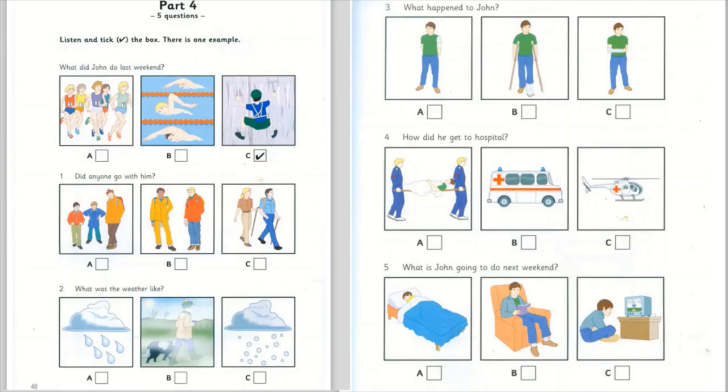1. Did anyone go with him? Who did you go with? I went with two other people. Your older brothers? No, my uncle and aunt took me. They often go to the mountains. 2. What was the weather like?